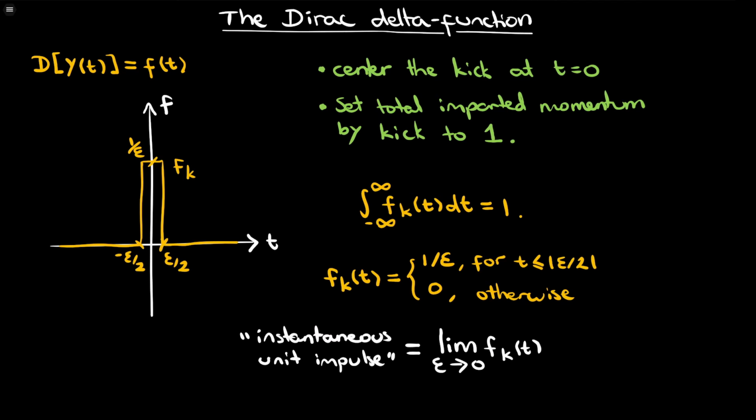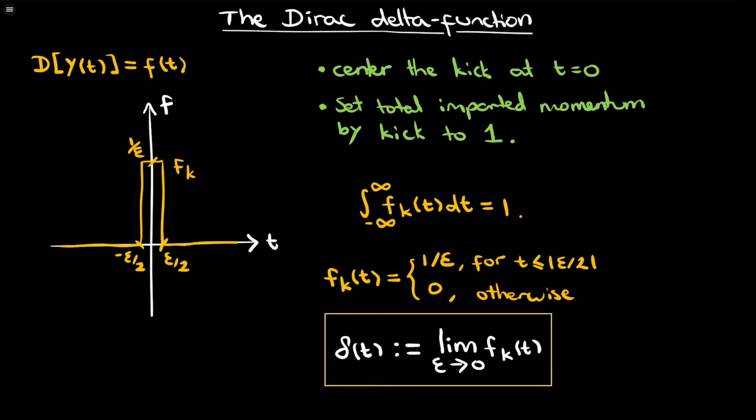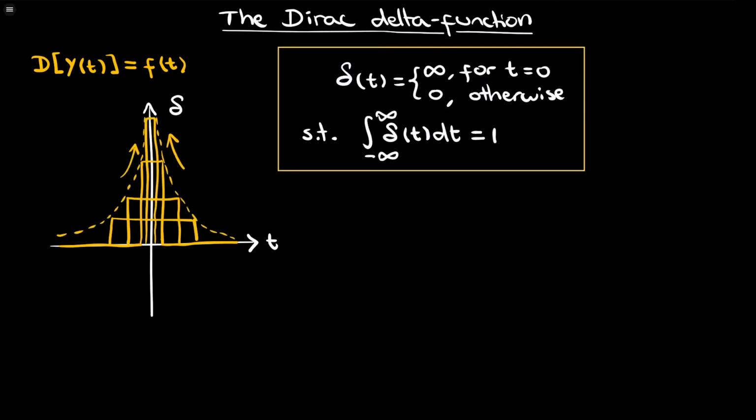And so we can say that the instantaneous unit impulse force function is equal to the limit of this f sub k when epsilon approaches 0. And we've just discovered the Dirac delta function, which is the function in this limit. So the Dirac delta function represents the instantaneous unit impulse force, as desired. So the Dirac delta function, delta of t, is 0 for all time, except at t equals 0, where it's infinite. And infinite in such a way so that the integral of the Dirac delta function over all time is equal to 1.